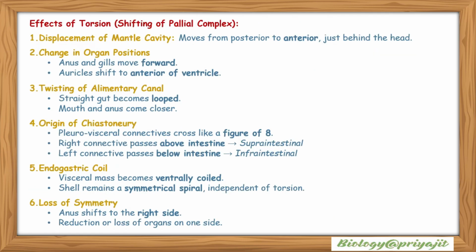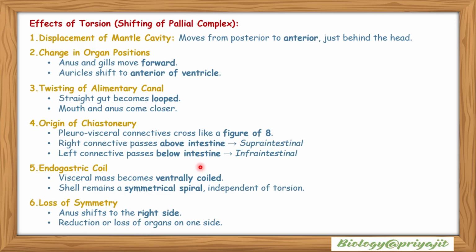Effect of torsion: shifting of the pallial complex, that is displacement of the mantle cavity. It moves from posterior to anterior, just behind the head. Change in organ positions: anus and gills move forward and auricles shift to anterior of ventricle. Twisting of alimentary canal: the straight gut becomes looped, mouth and anus come closer. Origin of Chiastoneury: pleuro-visceral connectives cross like a figure of 8. The right connective passes above the intestine, that is supraintestinal, and the left connective passes below the intestine, that is infraintestinal.